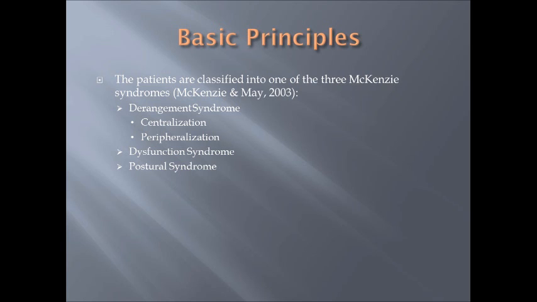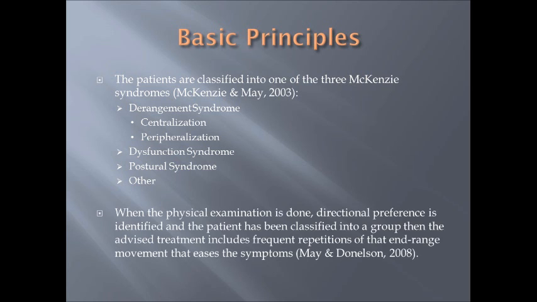Under rare circumstances, if the patient's symptoms after the initial assessment don't fit in any category, then the other group is used. When the physical examination is done, directional preference is identified, and the patient has been classified into a group, then the advised treatment includes frequent repetitions of the specific end-range movement that eases the symptoms and matches the patient's directional preference.